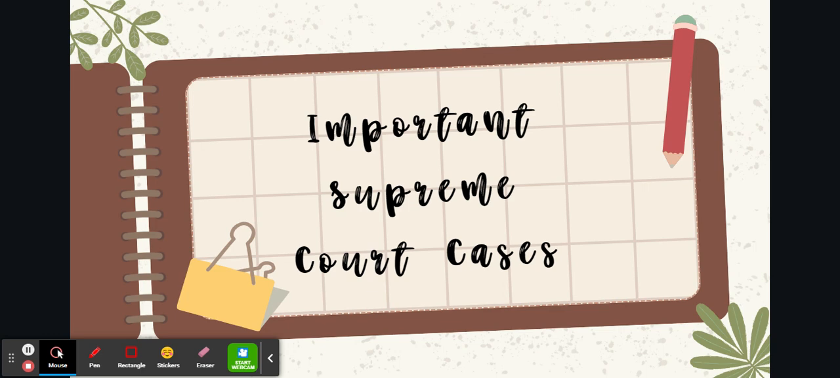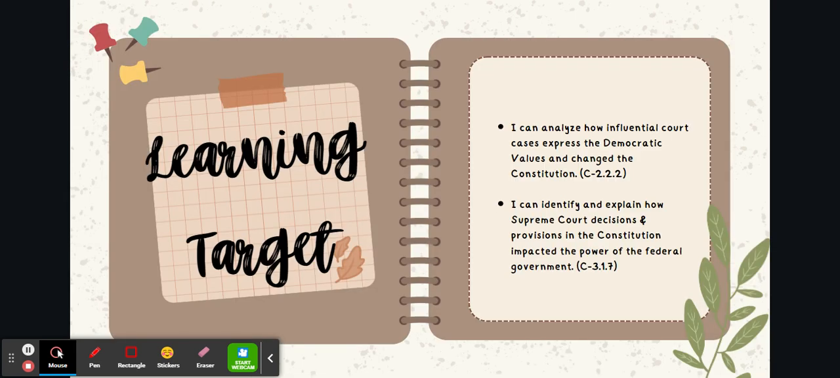Everyone. Today's mini lesson is going to focus on various important Supreme Court cases and looking at the connection to democratic values, which we've been talking about for the last several lessons, as well as looking at how the amount of power and the type of power that the federal government has changed over time, depending on interpretations of the Constitution and Supreme Court case rulings.